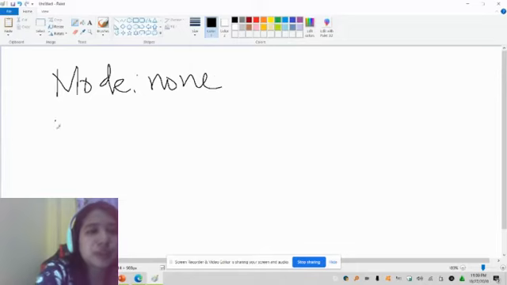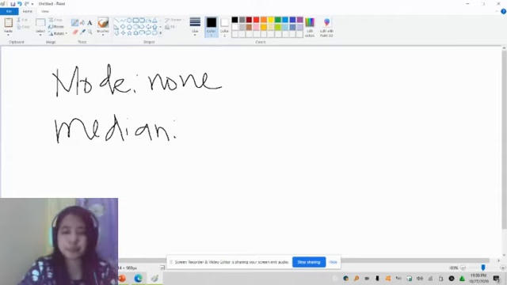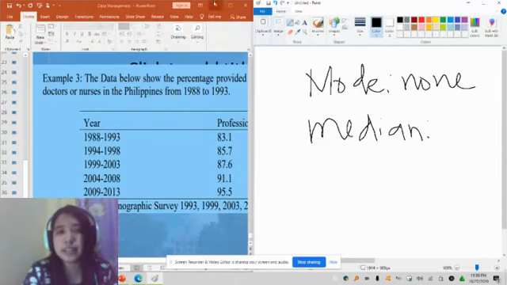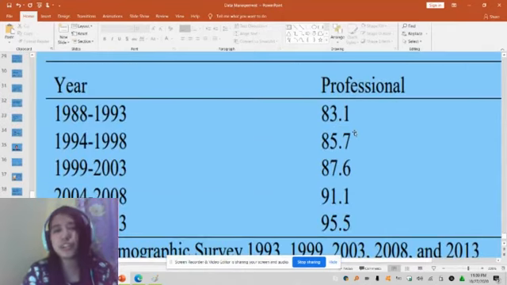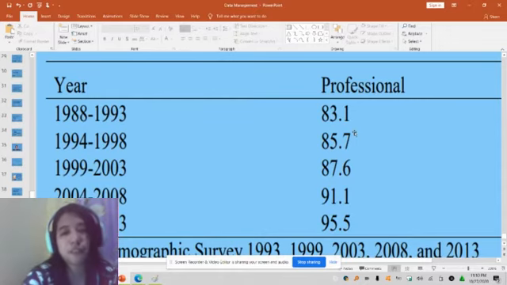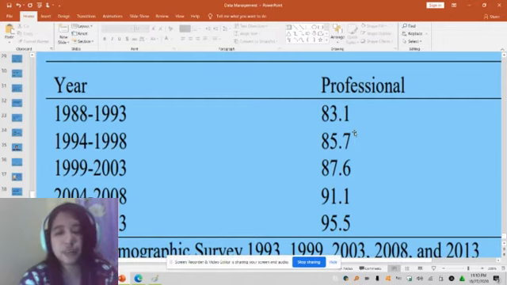So how about for the median? We can go back to our data and inspect the middle term. The first step is to arrange our data from lowest to highest. But it seems that it's already arranged from 83.1. Next, the higher number is 85.7. Higher to this is 87.6. Higher to 87.6 is 91.1. And the highest is 95.5.